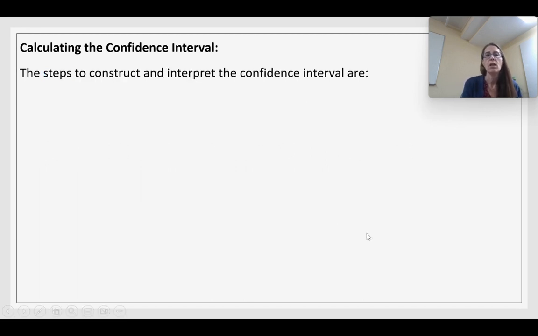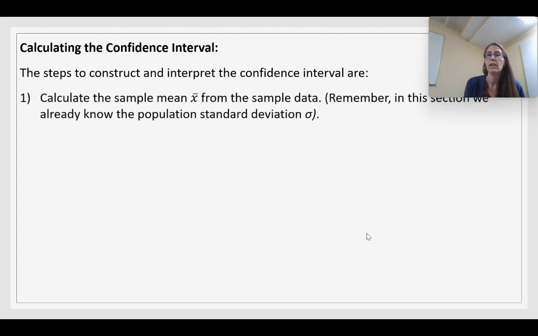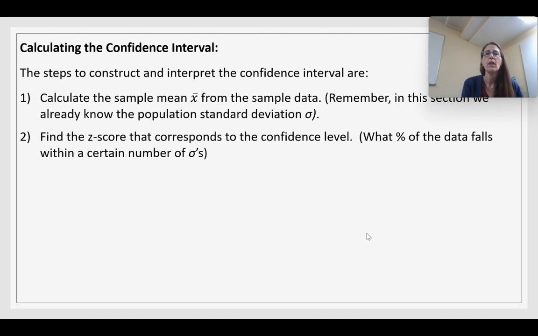So the steps to construct and interpret the confidence interval are: 1, we're going to calculate the sample mean from the sample data. In section 8.1, we already know the population standard deviation sigma. We're going to find the z-score that corresponds to the confidence level, so that what percentage of the data falls within a certain number of standard deviations. In our previous examples, our z-score was 2 standard deviations away because we were using a 95% confidence interval.